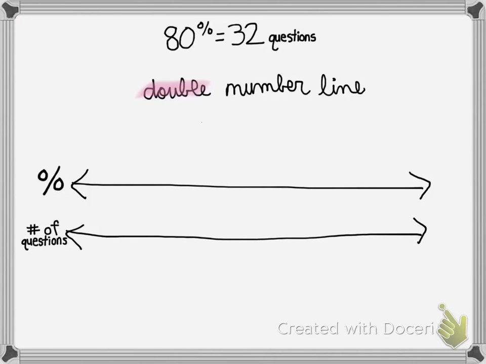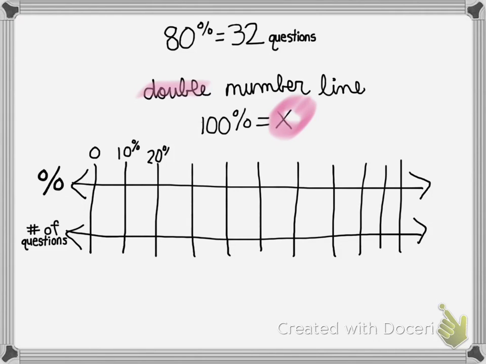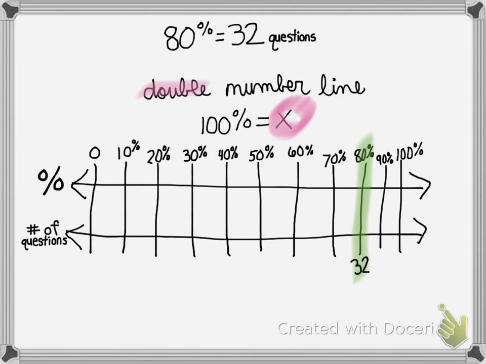So what I know is that 80% equals 32, and I need to figure out what 100% equals. But I do not know what 100% equals, so I am using the variable x to represent 100% of the questions. I am now going to partition my number line, and I'm going to go ahead and label it. I'm going to go up by 10%. What I can label right now is that 80% equals 32.